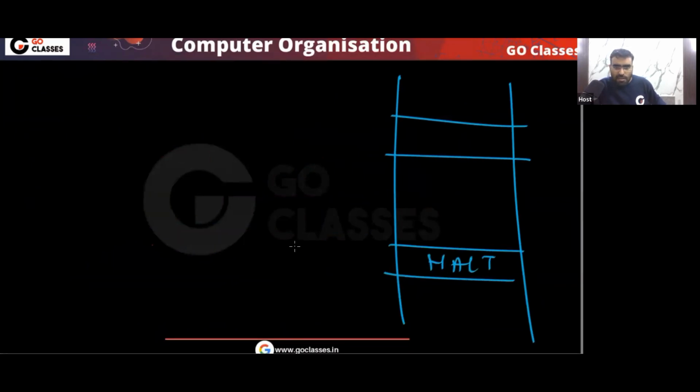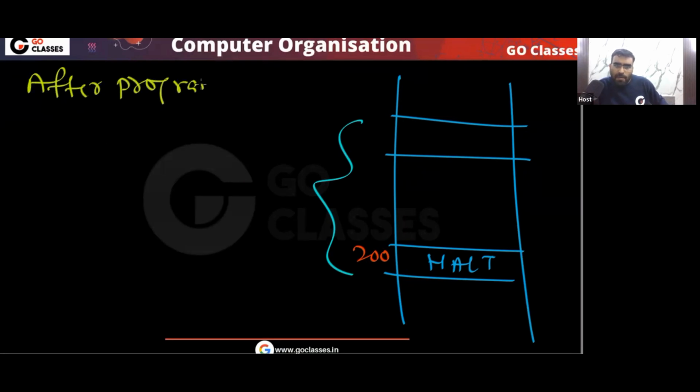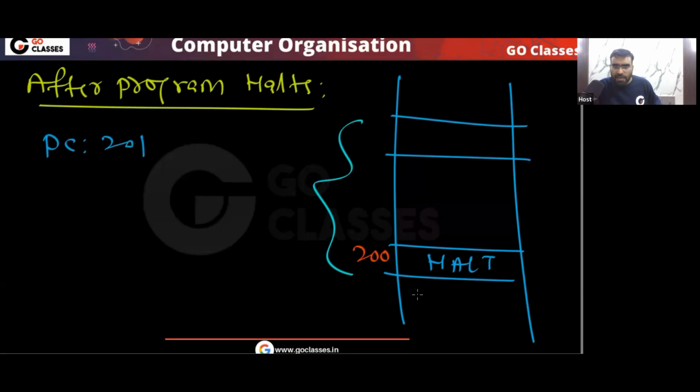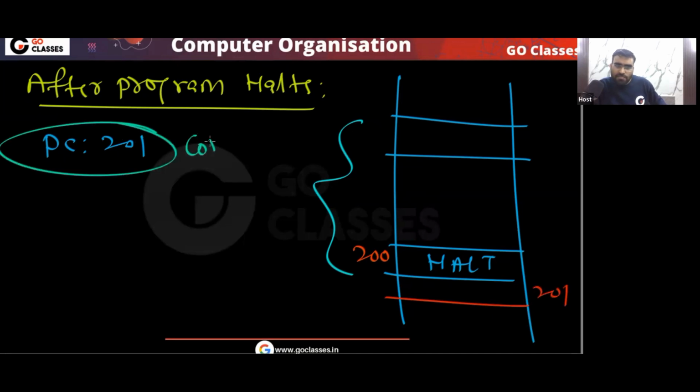This type of question is there, let's assume this is 200. Then you tell me, when the program execution halts, means when you execute this halt instruction, after that what will the program counter value be? After the program halts, what will be the program counter value? The correct answer will be 201. Yes or no? This is the correct answer.